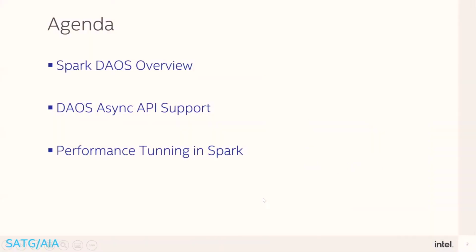Here's the agenda. First of all, I'll go through some Spark and DAOS overview, and then I'll go through some work in the DAOS asynchronous API support in Spark. In the last item, I'll show you some performance tuning cases in Spark. First of all, it's the Spark DAOS overview.